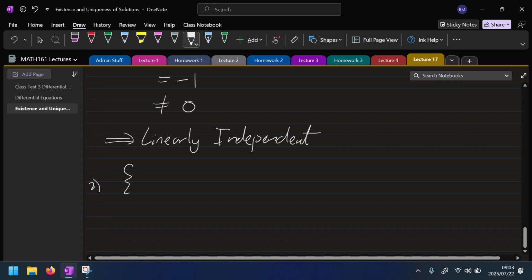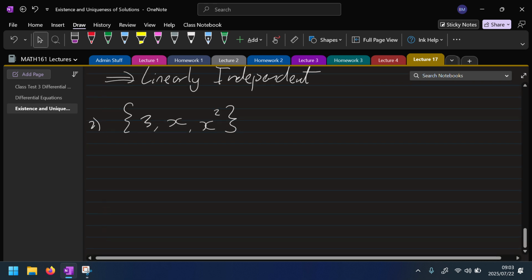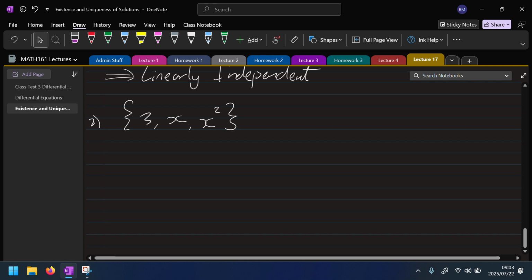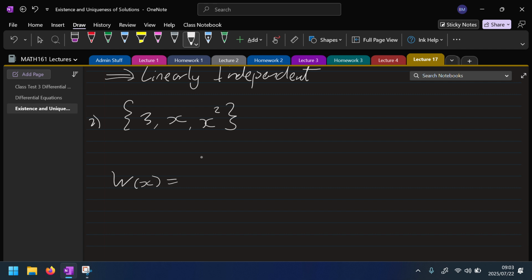The next one, so this was 1. Number 2, we had the set of 3, x, and x squared. Okay, and we want to check. So we set up the determinant. So W of x is equal to the determinant. But now it's going to be a 3 by 3 because there's 3 functions there. So this will be 3, x, and x squared. Okay. And you should know from your determinants that the order does not matter. Everyone know that? Okay. So the order that we put those in, that does not affect the determinant.